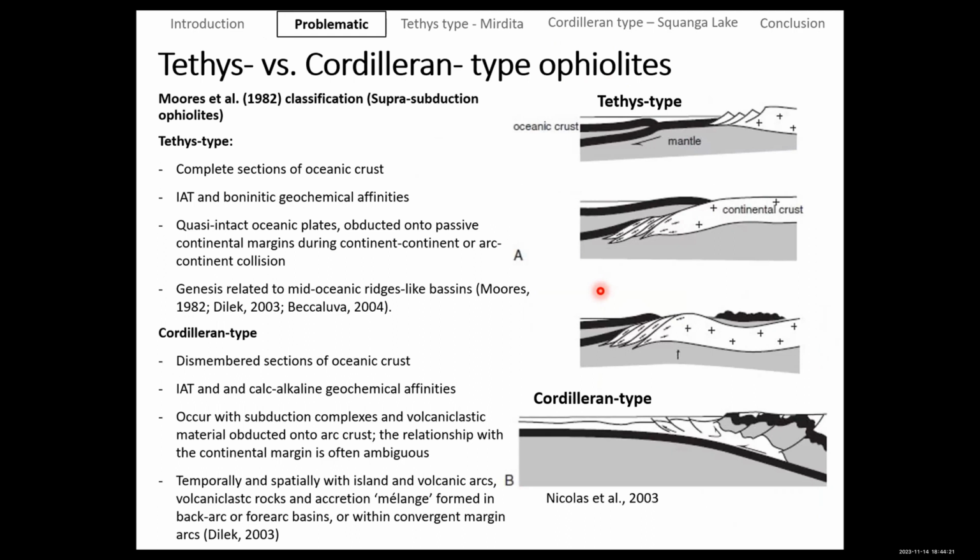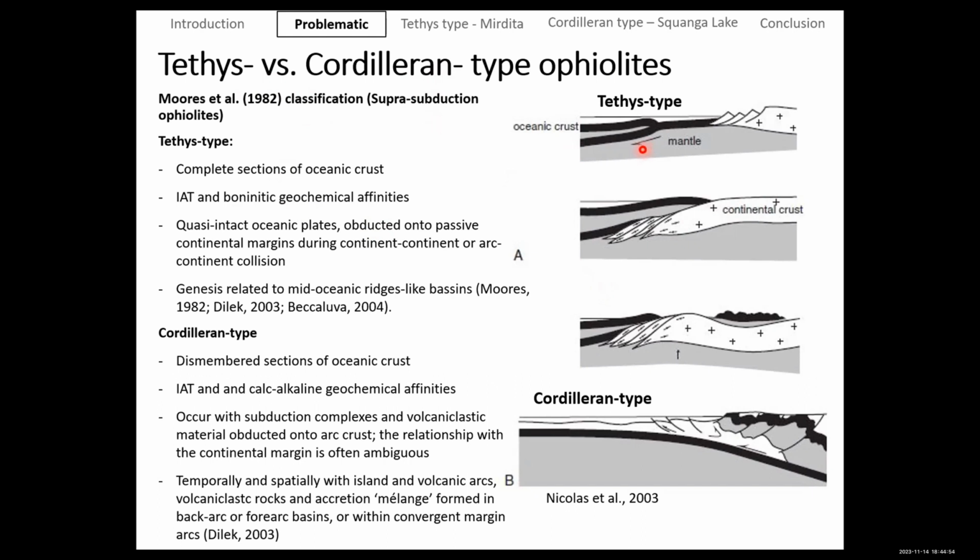Now, ophiolites have been studied for many, many years, and there are different classification schemes for ophiolites, like the HOT versus LOT by Nicolas, Delaloye has a certain classification, Bakaluva. For the purpose of the study, I'm going to be talking about the Tethys versus the Cordilleran type ophiolites. This classification scheme applies to the suprasubduction ophiolites. A suprasubduction ophiolite is basically an ophiolite formed on top of a subduction complex.